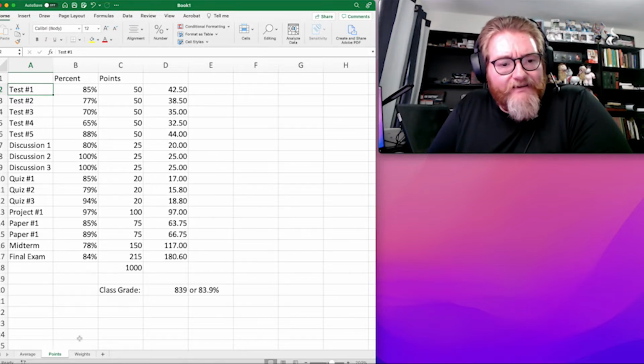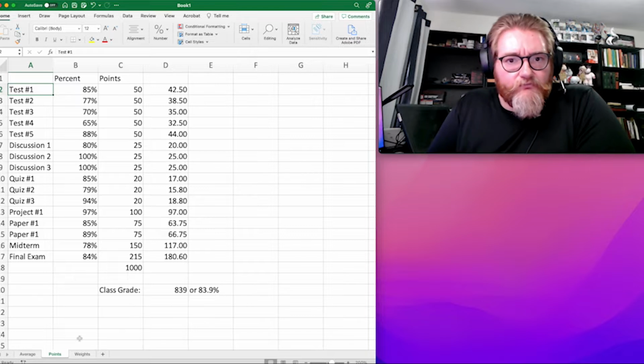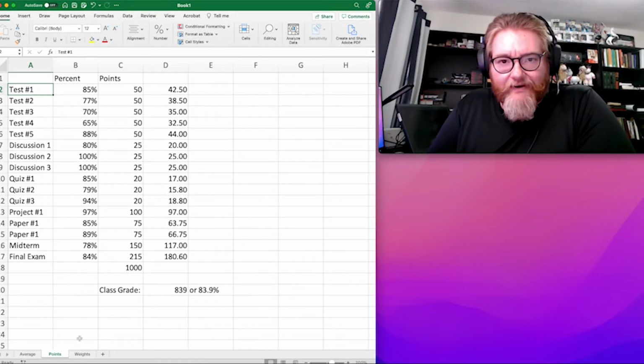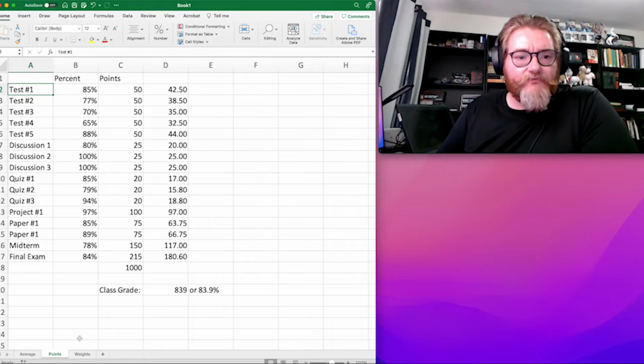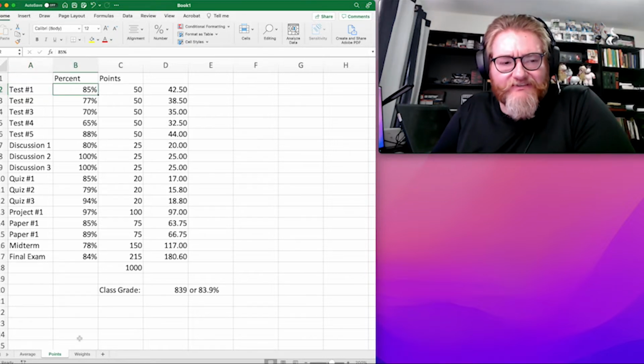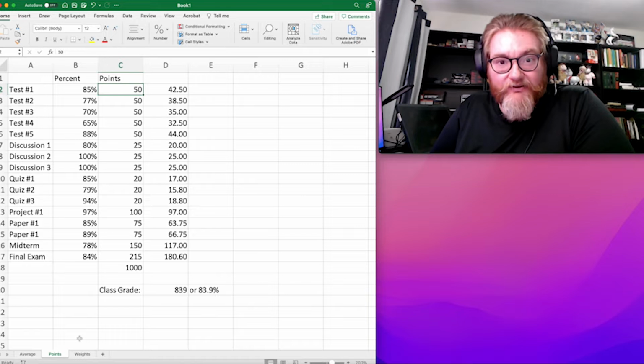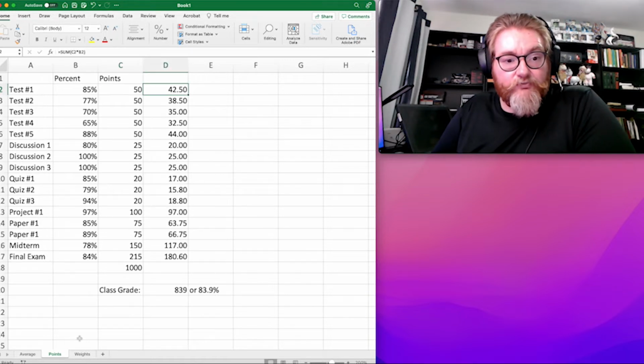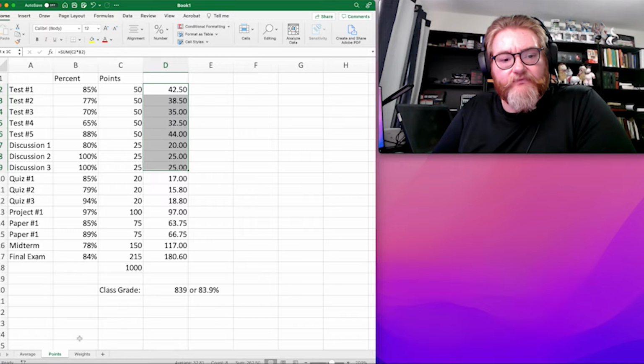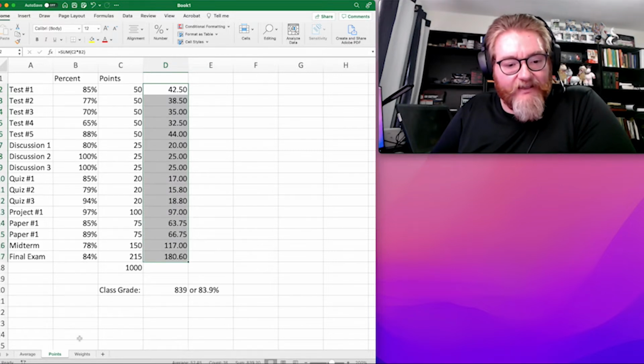So why is this difficult or better or whatever? Well, the first thing is generally you're not going to see a percentage when it comes to something like this. You're going to see a straight points value. Okay, so what you're going to see there is the 42.5. And a 42.5 out of 50 is one thing, and a 42.5 out of 100 is something else. Now, it's still easy to compute. If you add everything up, you're going to get 839 points, which equals an 83.9% in the class.